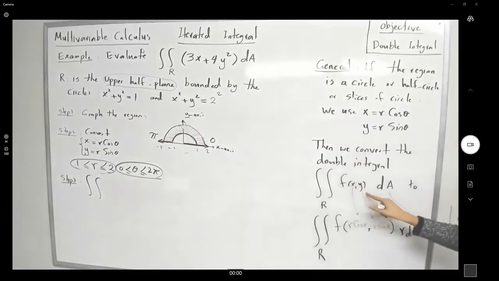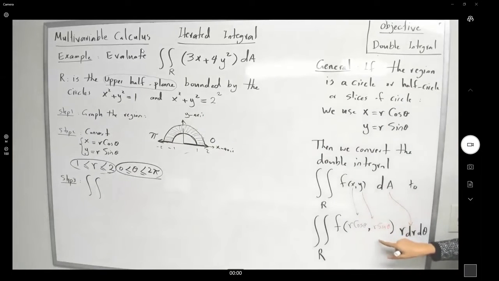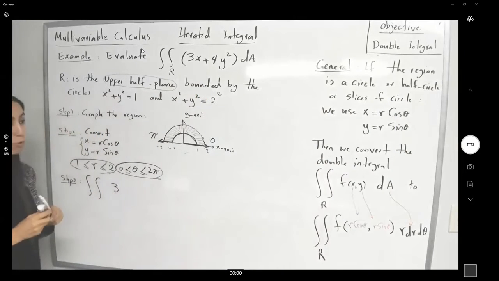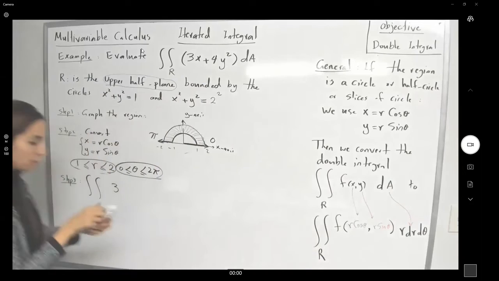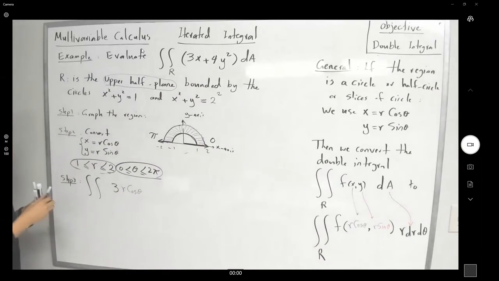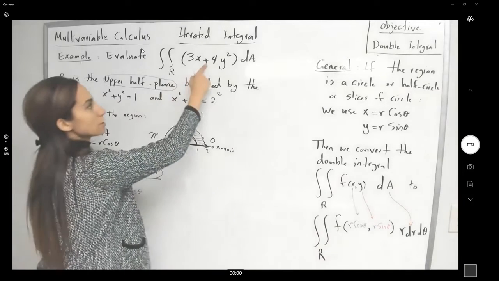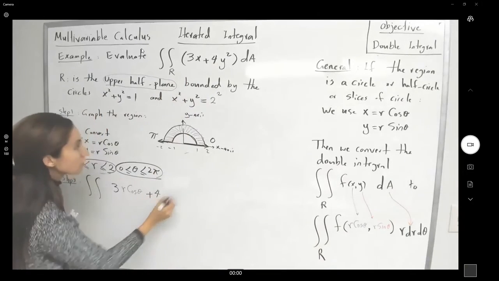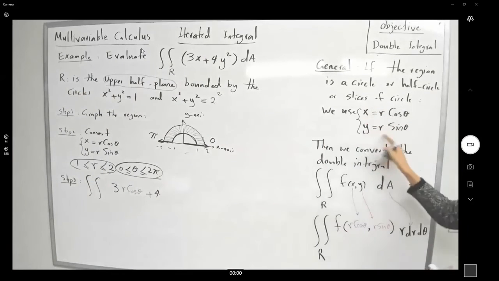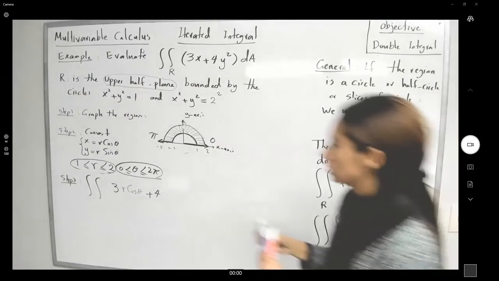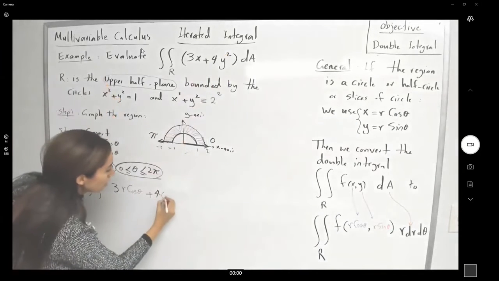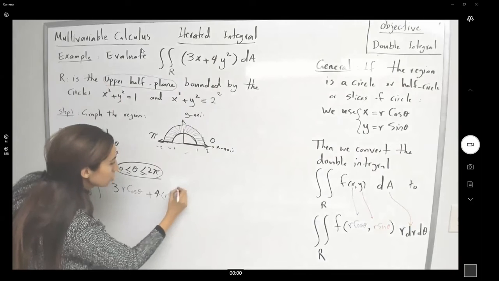My f of x and y is now f of r cosine theta, r sine theta. So I have 3 times x. What is x? X is r cosine theta. R cosine theta. Plus 4 y squared. What is y? Y is defined as r sine theta. So let us write this down, and we have to raise it to the second power. R sine theta to the second.